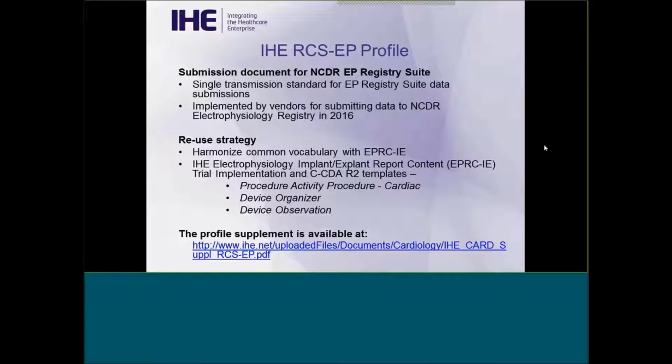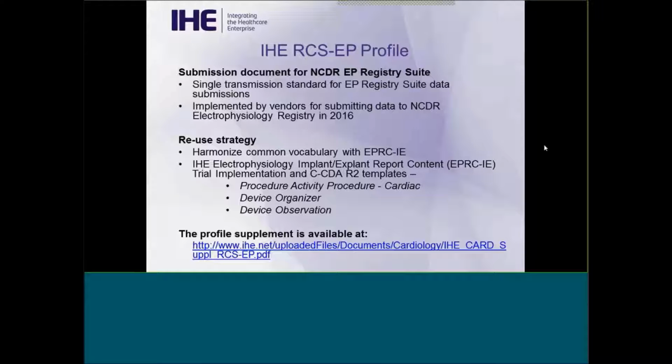The scope of the profile is consistent with the NCDR specification for providing data and required value sets as separate harvest for the AFib and ICD. And it was implemented by vendors for submitting data to the EP registry suite in 2016. It's the only transmission standard for submitting data to the registries, so it has been implemented. We focused on the reuse strategy of harmonization with common vocabulary with EPRC, IE, and also with reuse of templates from CCDA and EPRC, and specifically procedure activity, procedure, device organizer, and device observations.